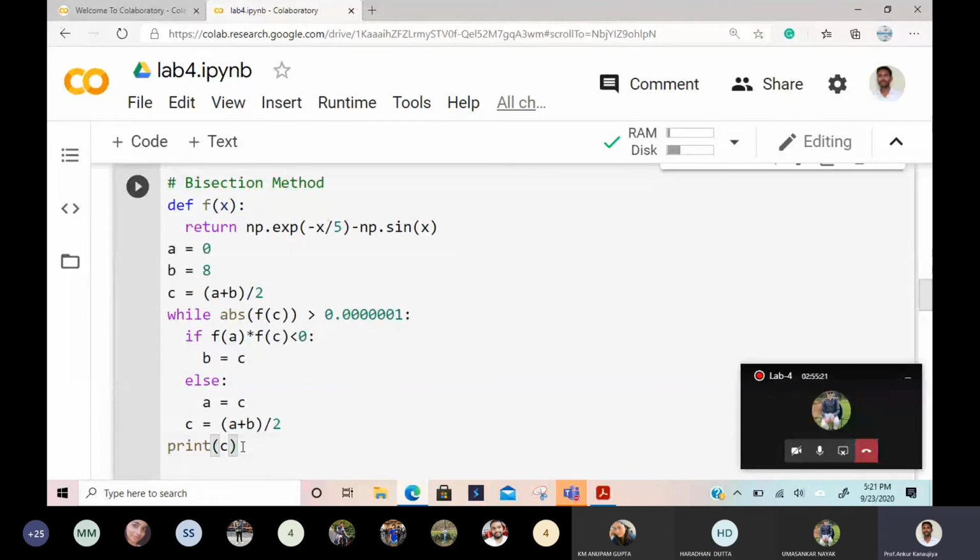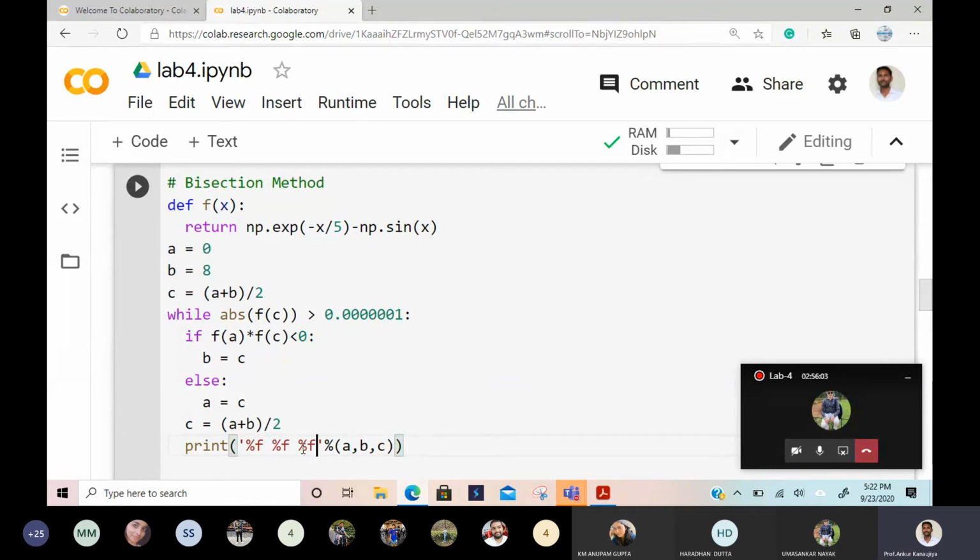Suppose I will show here in bisection. Now suppose I want to print A, B, C, everything. Iteration also I can print. So I'm just showing how to print; this is how you have to write it in Python. A you want to print, B you want to print, C you want to print. Even F of C also you can print. And here you have to give percentage F, then one more 3 times percentage F. All 3 values will be printed. So this is the code in Python for printing.